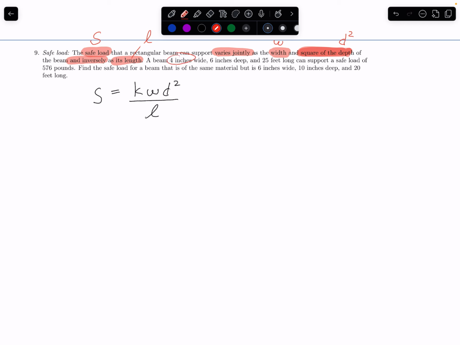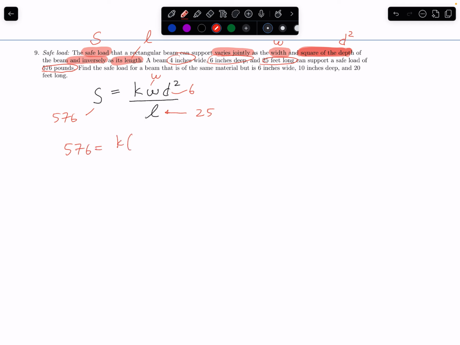So the beam is 4 inches wide. Okay, so that means W is 4. Sorry. It's 6 inches deep. So the D is 6. 25 feet long. So the L here is 25. And can support a safe load of 576 pounds. So that means the S is 576. So notice everything except for K is now accounted for. So I can fill all those numbers in.